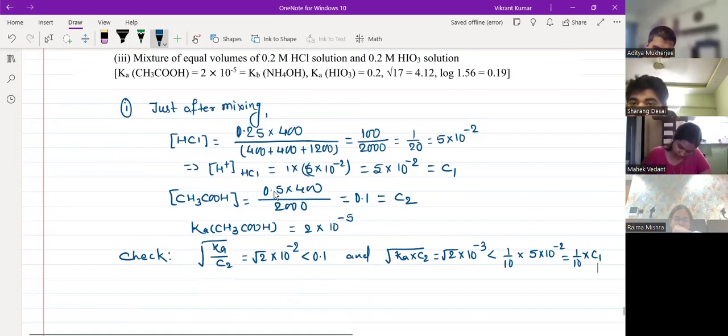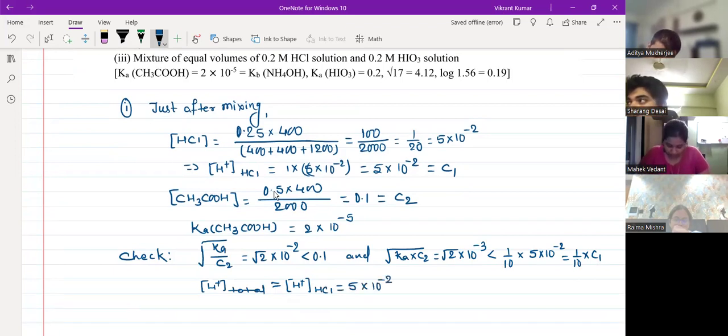And that's why we are writing that if this is so, then H plus from HCl will give you the pH. So H plus total is nothing but H plus from HCl itself, and that is 5 into 10 raised to minus 2 only. And we have to check whether it is greater than 10 raised to minus 6 or not. Otherwise we would have had to go into the water quadratic equation. But right now the pH comes from here itself. It will be 2 minus log 5, which is 1.3. Is it okay? Any doubt?